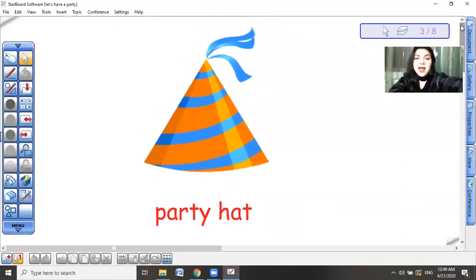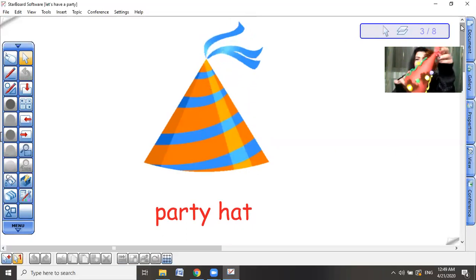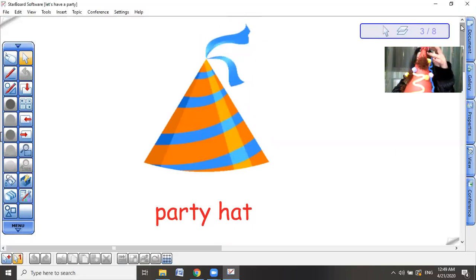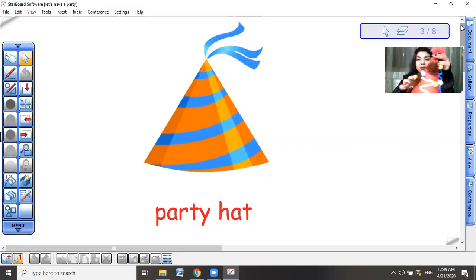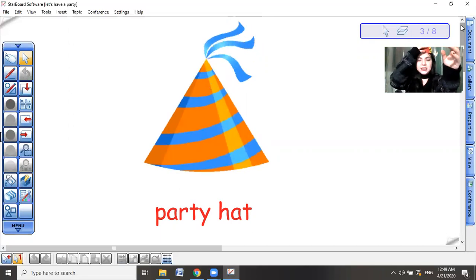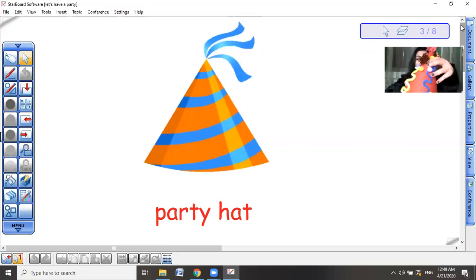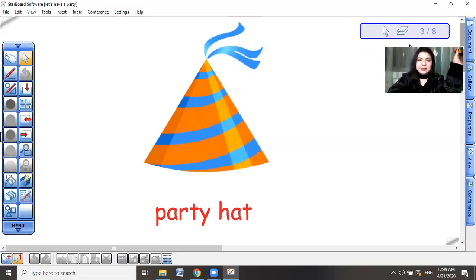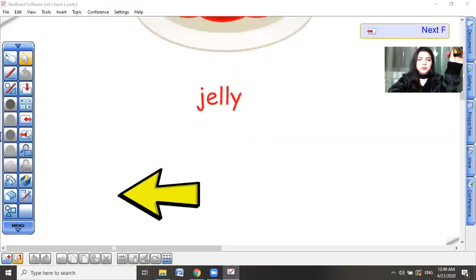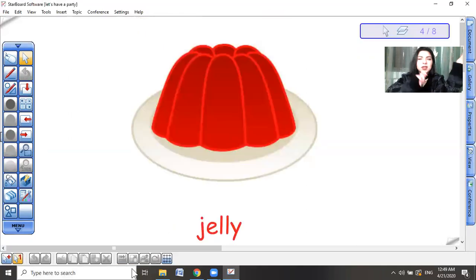Now, what's this? It is a party hat. You remember my party hat? So, what's this? It is a party hat. Excellent. Now, what's this? Jelly. Excellent.